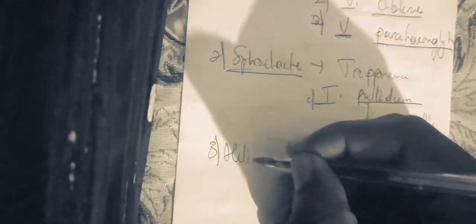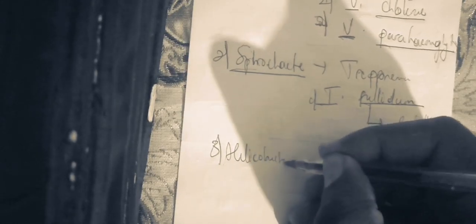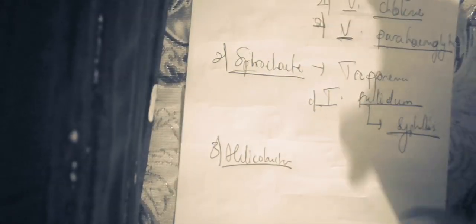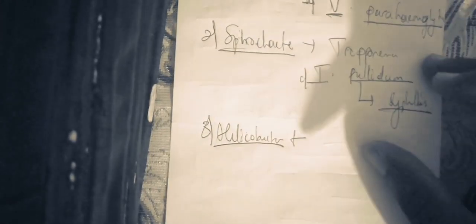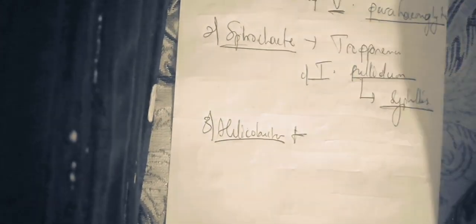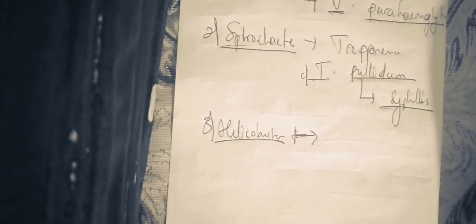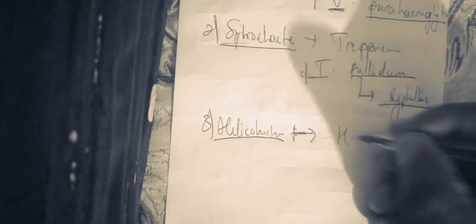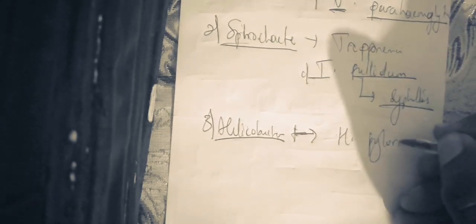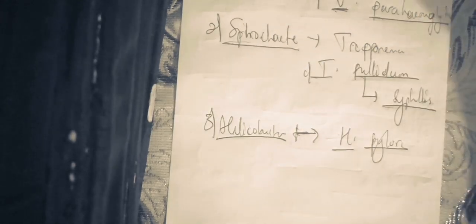The third different morphology, we have the Helicobacter. Is it clear? The Helicobacter also have different morphology, and in the case of Helicobacter, you have Helicobacter pylori, which is going to be one of the major causes of peptic ulcer disease.